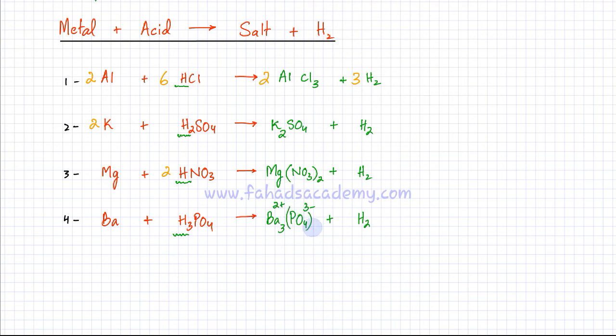be 2 phosphate ions. So this is the formula of barium phosphate, Ba3 and PO4 would be 2. Get rid of the charges, the overall charge is going to be 0.